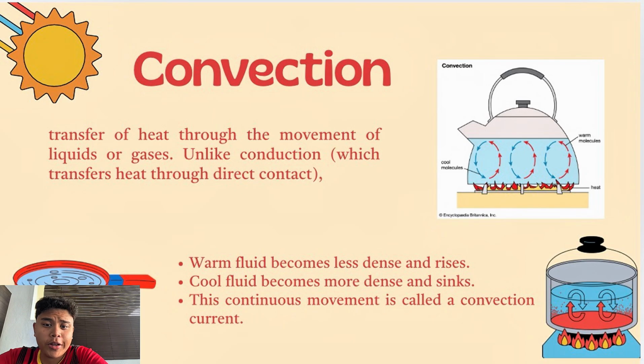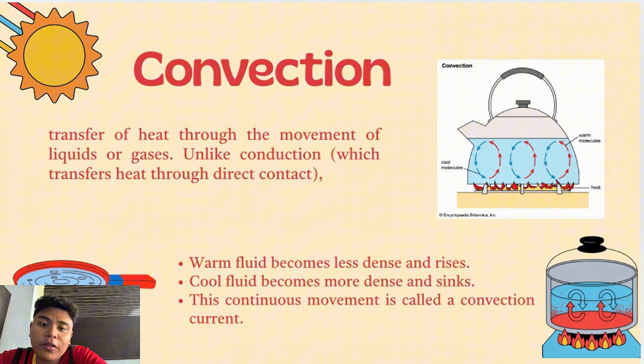So let's continue to the convection part of heat transfer in our daily life. Basically, convection is the transfer of heat through the movement of liquids or gases. Unlike conduction, which transfers heat through direct contact, convection means warm fluid becomes less dense and rises, cold fluid becomes more dense and sinks, and finally this continuous movement is called a convection current.